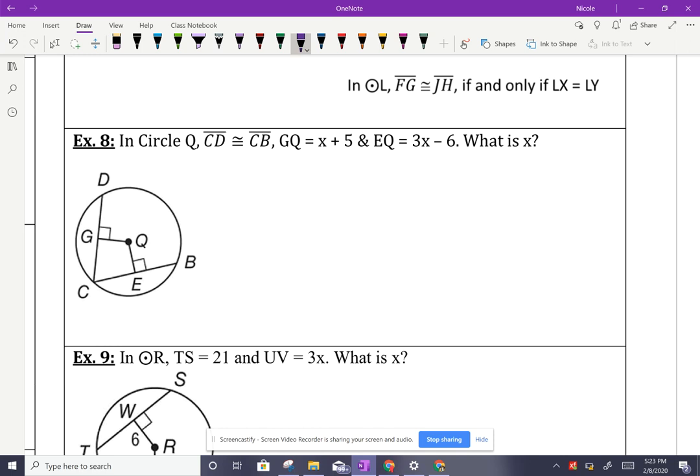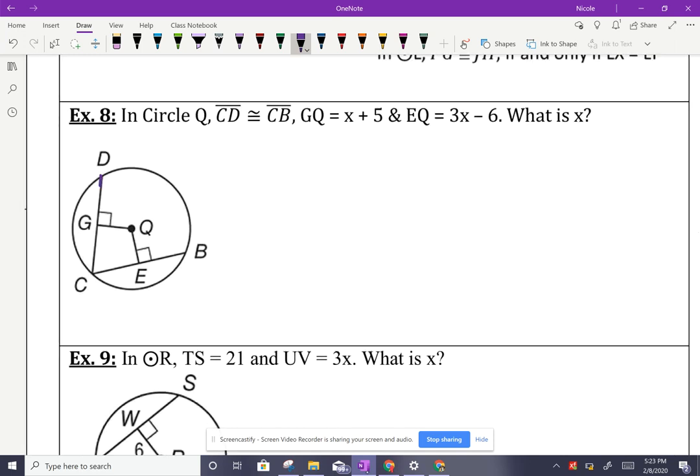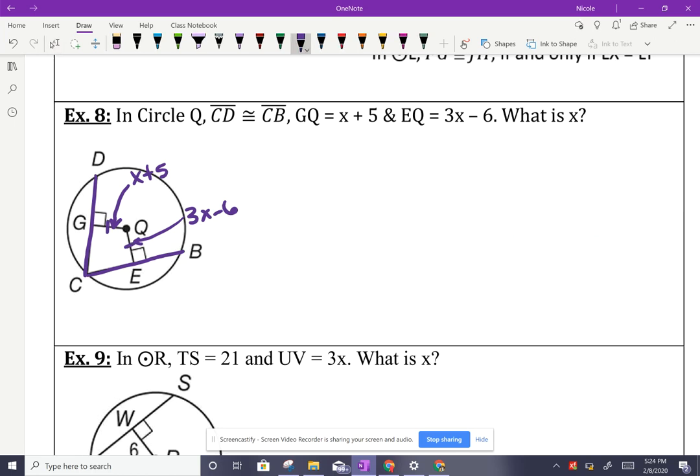All right, so if in circle Q, CD, which is a chord, is congruent to chord CB, then we're saying GQ, which is this length right here, is x plus 5, and this one is 3x minus 6. If CD is congruent to CB, then GQ has to be congruent to QE. So those two segments also have to be congruent. So GQ has to be congruent to EQ.